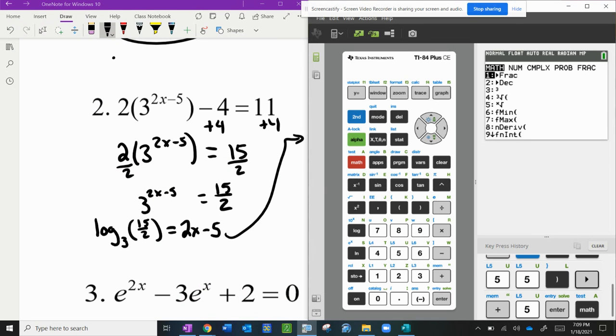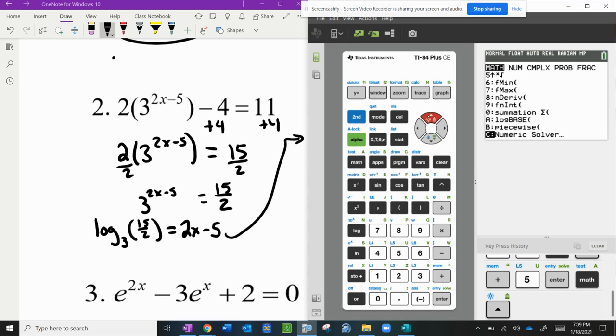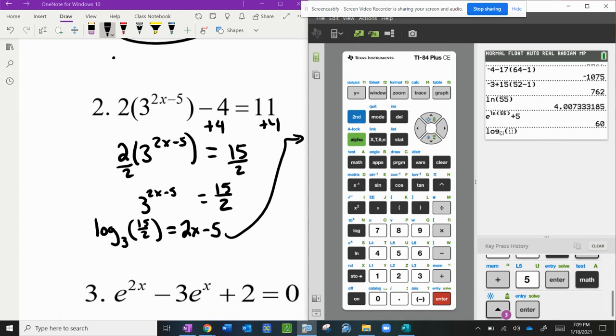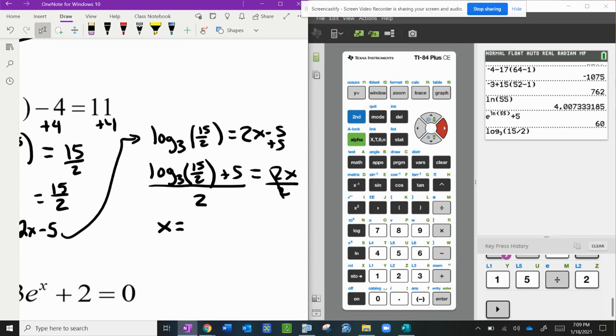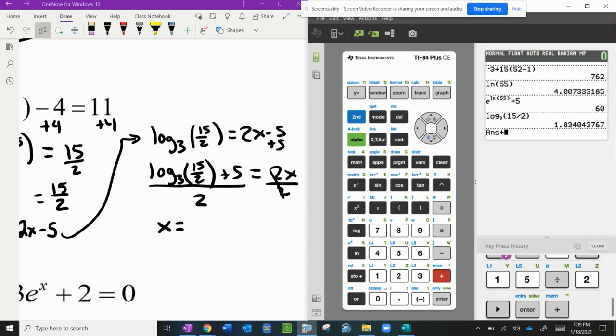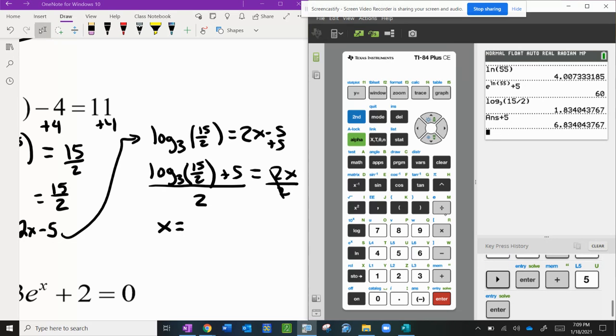I'm going to go to math, and the up arrow key is a little bit easier to get to your log base change. I'll put log base 3, and then I'm going to come over and put 15 divided by 2. Then I would hit enter. And if I hit plus 5, it's going to pull that previous answer with all the decimals. I'm going to add 5, and now I'm going to hit divide by 2. So as long as I'm doing that step by step, it'll pull all those decimal places with it.